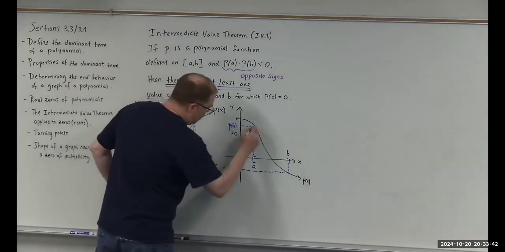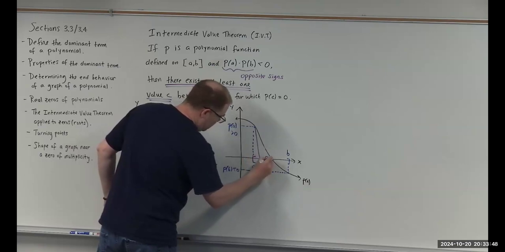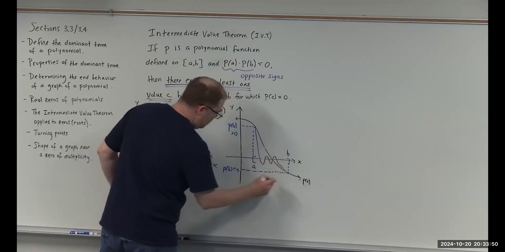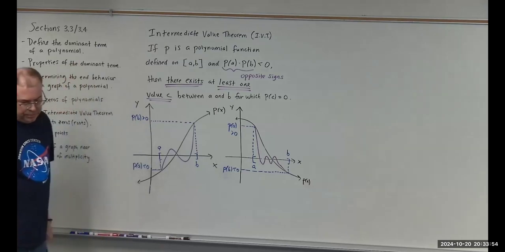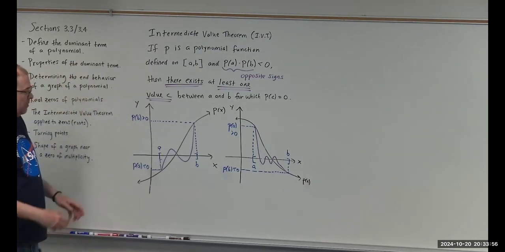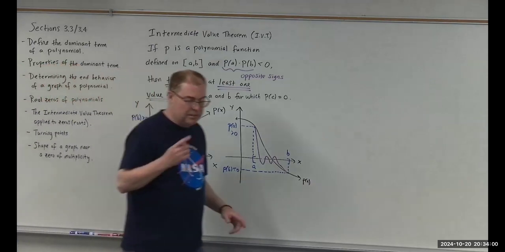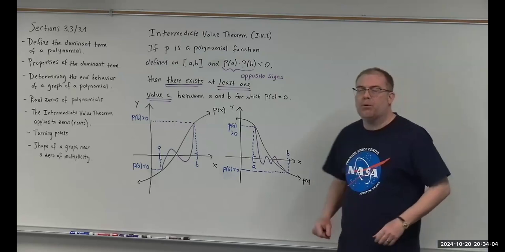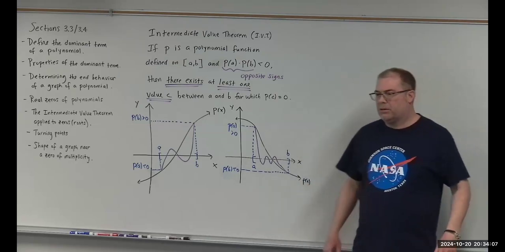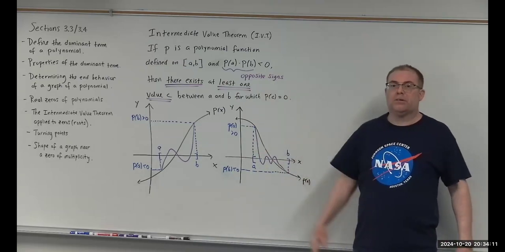The function maybe does something like this. Something like that. So it doesn't tell us what the function looks like. It just tells us there's at least one zero. So why is this important? Why not just say, we have a polynomial, why not just set it equal to zero and solve it?